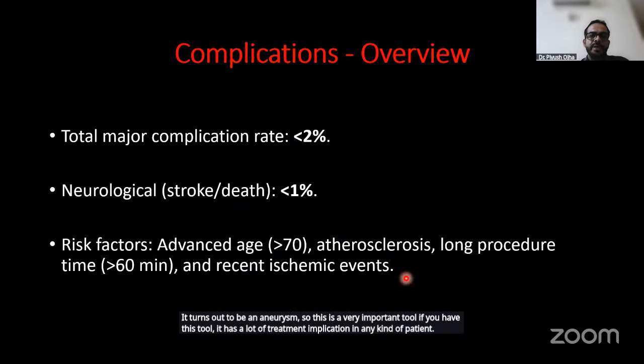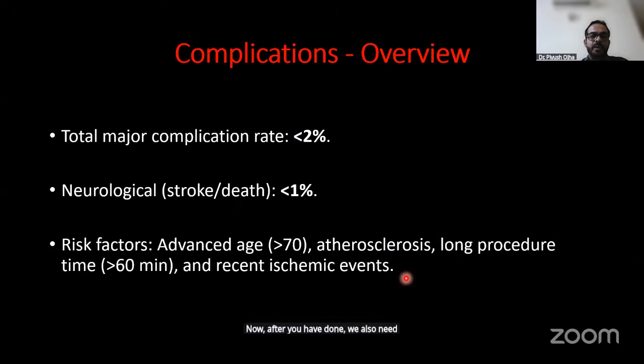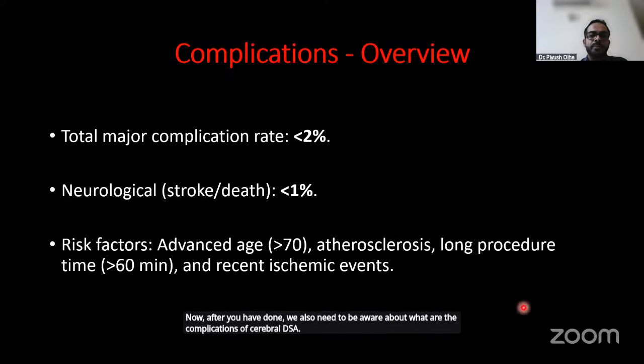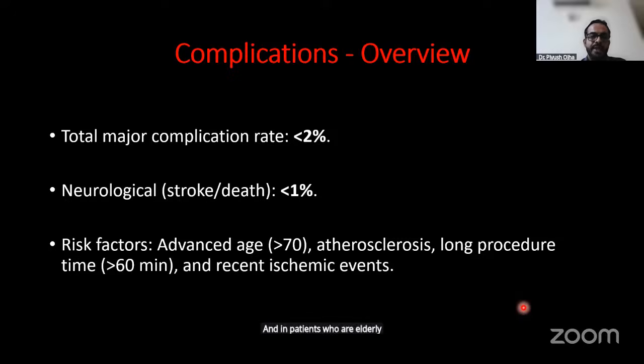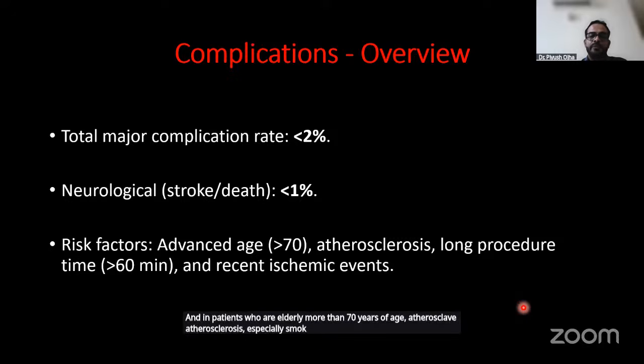Now, after you have done, we also need to be aware about what are the complications of cerebral DSA. So the total major complication is around less than 10%, and neurological complication account for less than 1% among all the complications. And in patients who are elderly, more than 70 years of age, have a lot of atherosclerosis, especially smoker, if your procedure time is very long, more than an hour, or if there is history of recent ischemic events, these are the patients who tend to have more amount of complications.